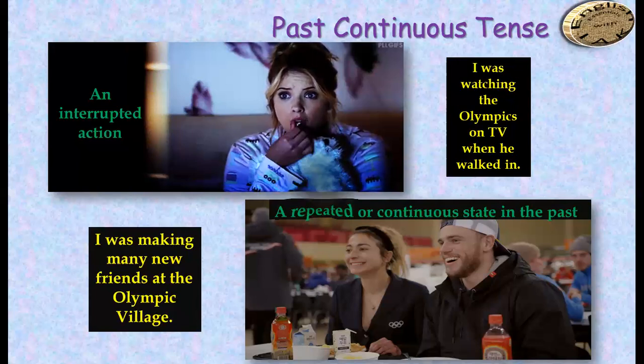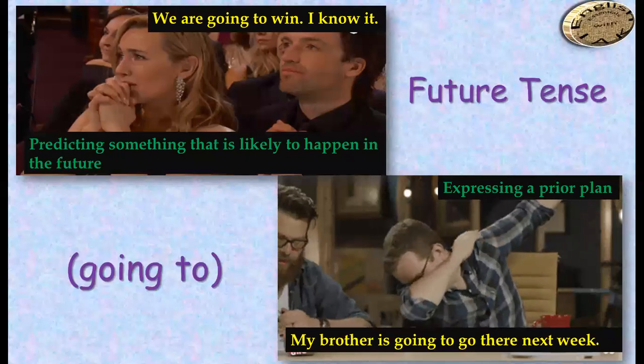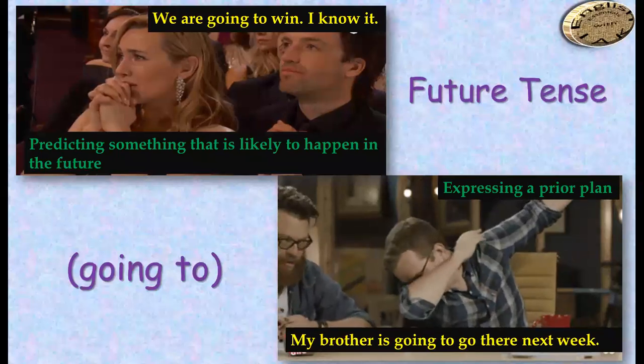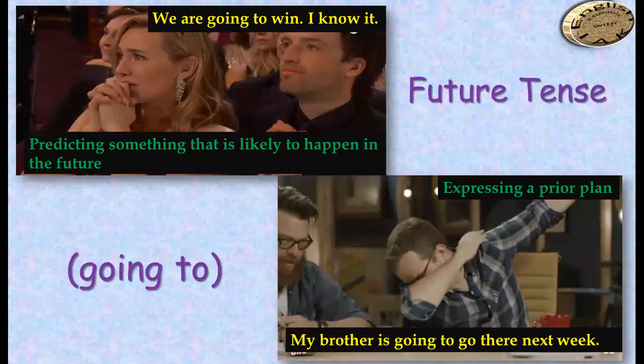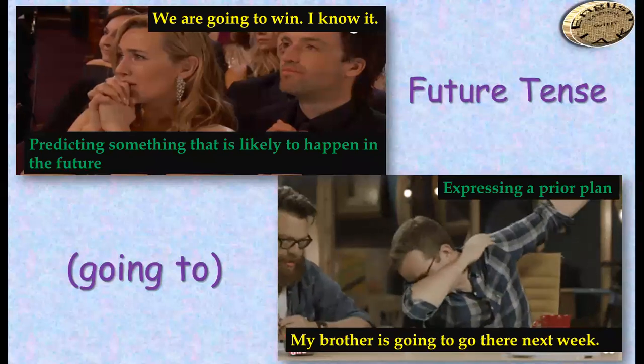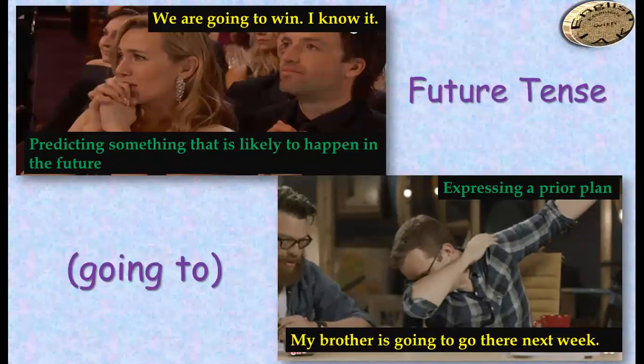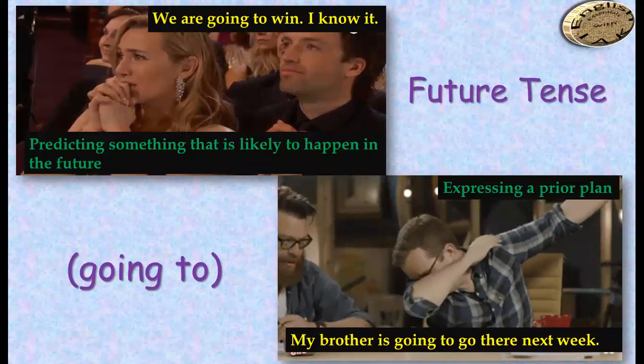Now we move on to future tense with going to. We are going to win. I know it. What did I say? What did I mean? Predicting something that is likely to happen in the future. Then it is also used to express a prior plan. For example, my brother is going to go there next week.